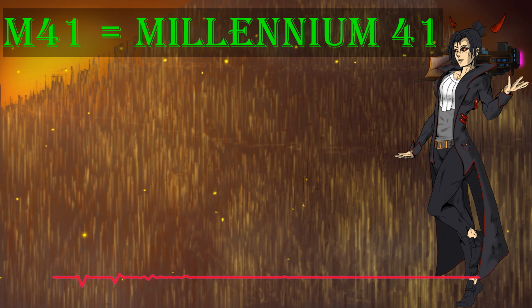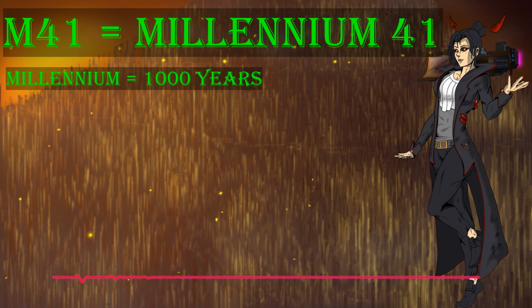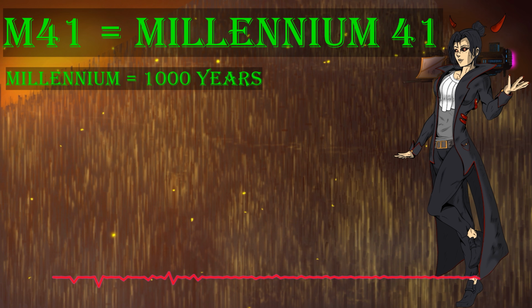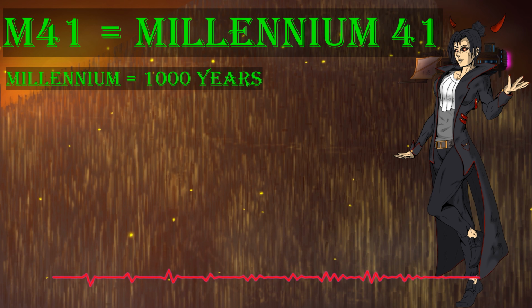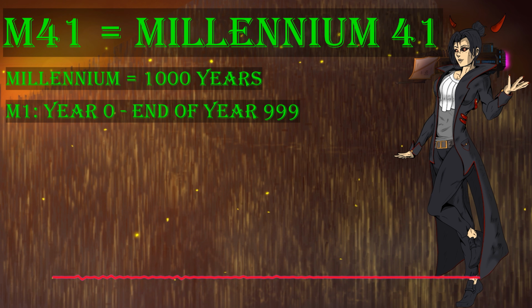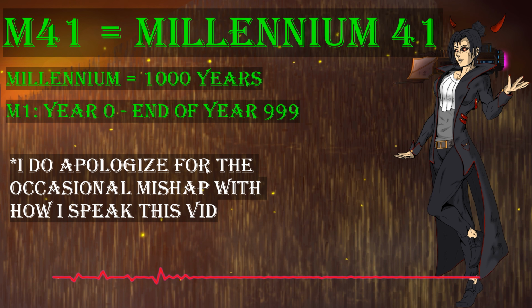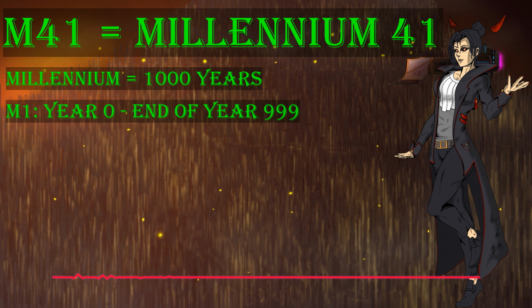M41 stands for Millennium 41. A millennium is equivalent to roughly 1,000 years. Warhammer is set in 40,000, hence the name 40k. You might be wondering, why is it not called M40? Well, remember, this is based on the Gregorian calendar. From year 0 to the end of year 999, you have Millennium 1. Here in 2023, we are in the 3rd millennium. So, in 40k, it is M41.